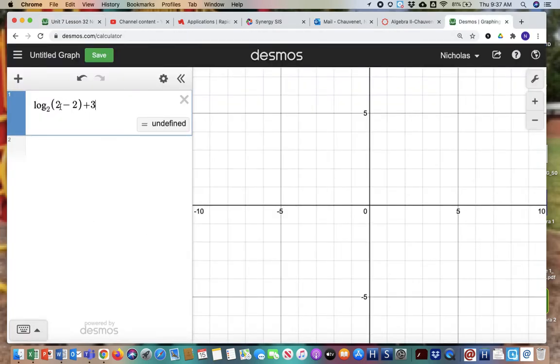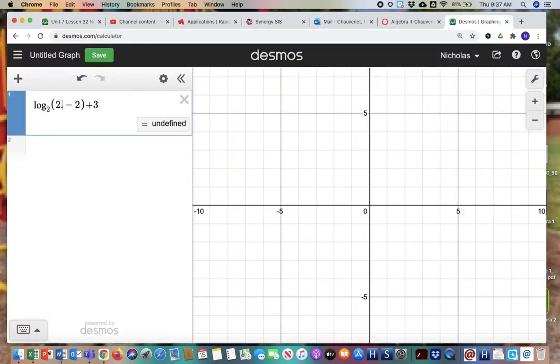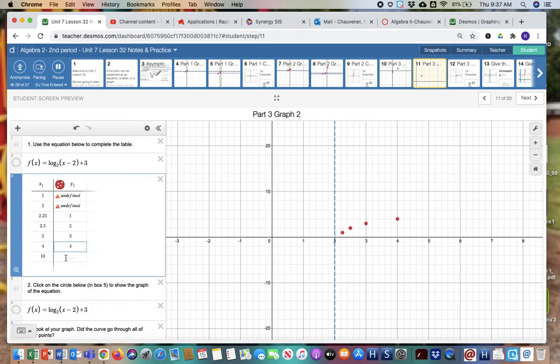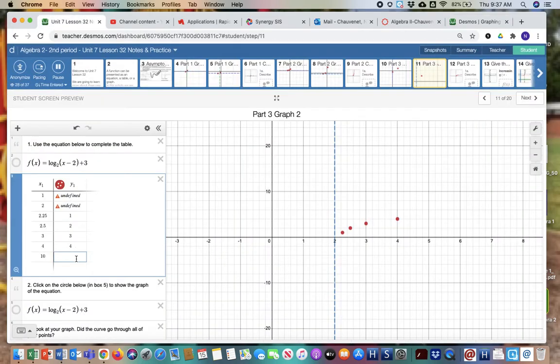Okay. All right. So now let's do this with 2.5. So we can go back up in here. We'll do a 2.5. We get 2. So let's put a 2 here. 4. We get a 4. 4, 4. 10. We get 6. Okay. So there's all ours.